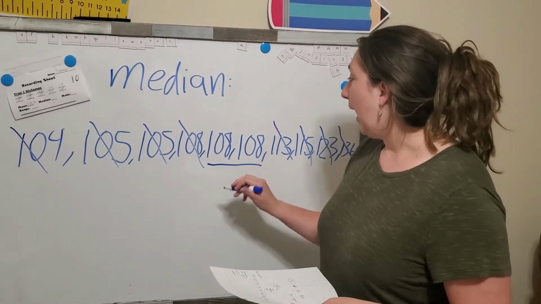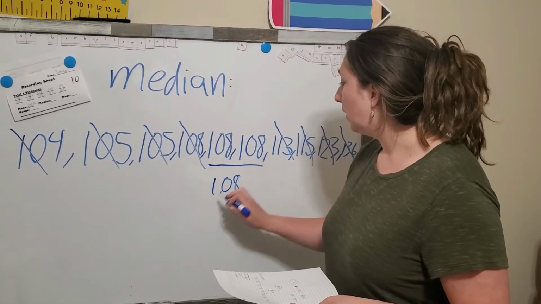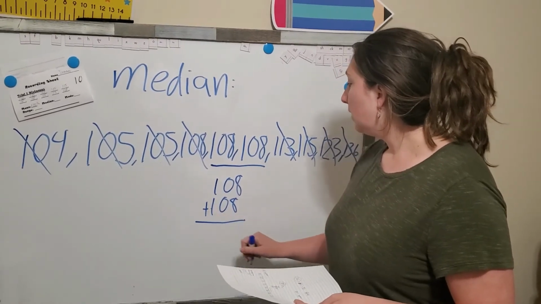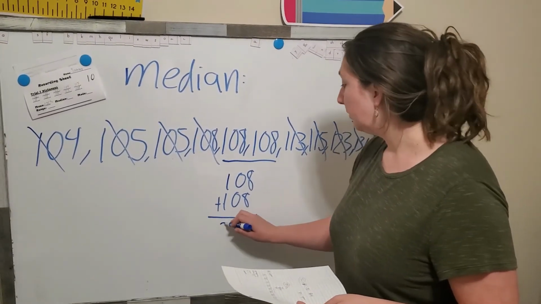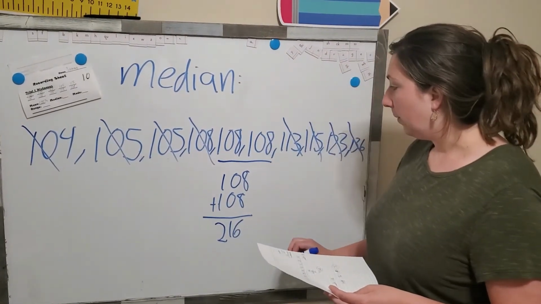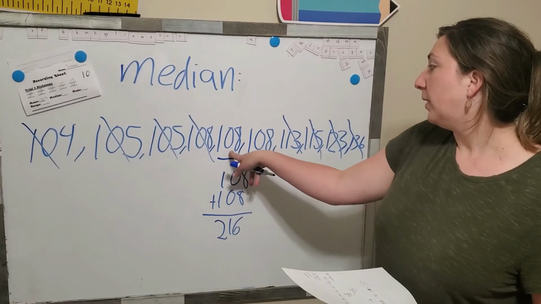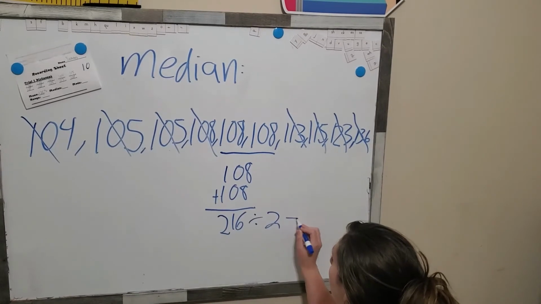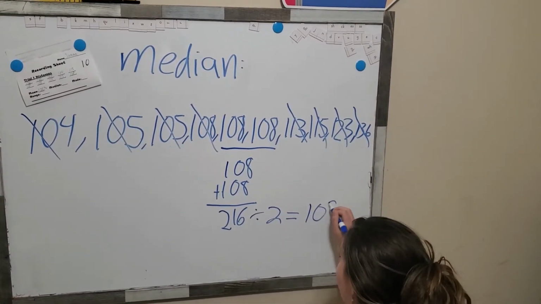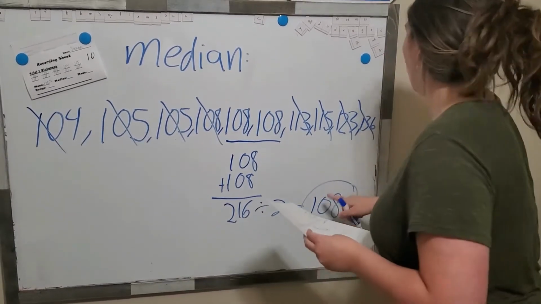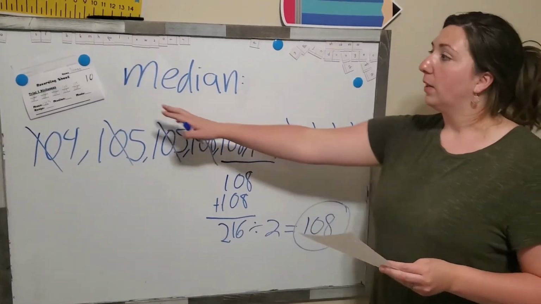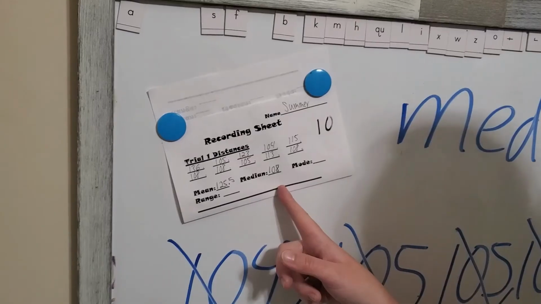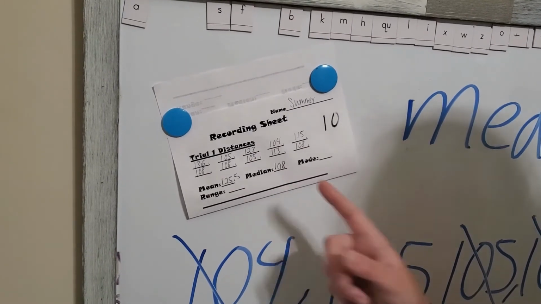We're going to add 108 plus 108, because they're the 2 in the middle, and we're going to get 216. Okay, then we have to remember to divide it by 2 because there's 2 numbers. So 216 divided by 2 equals 108. So 108 is our median of our data set from our balloon soaring activity. So our median is 108.